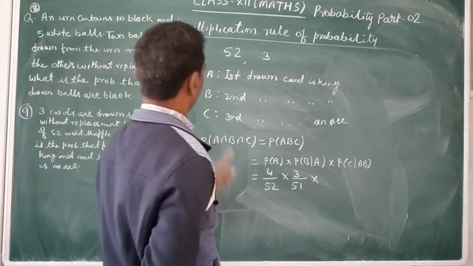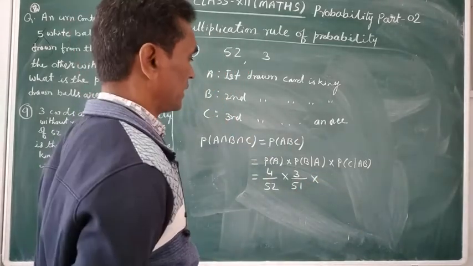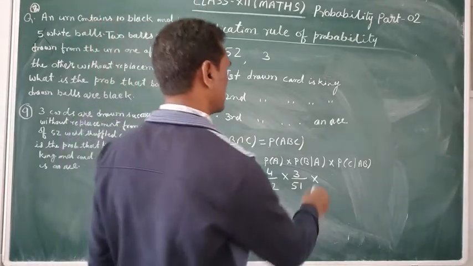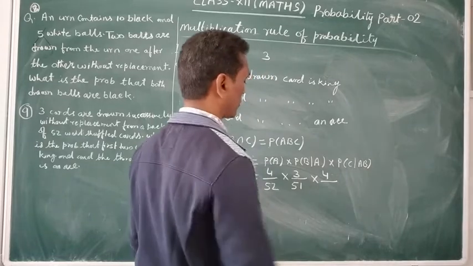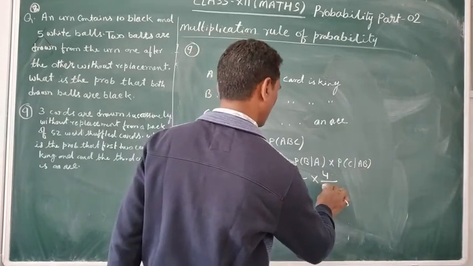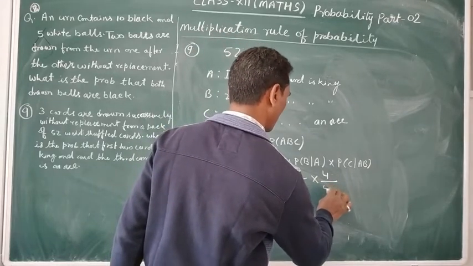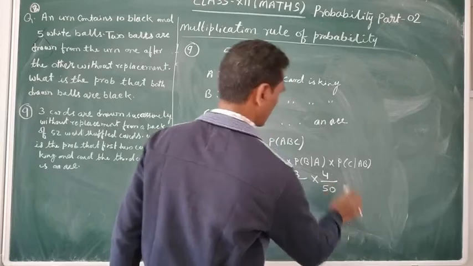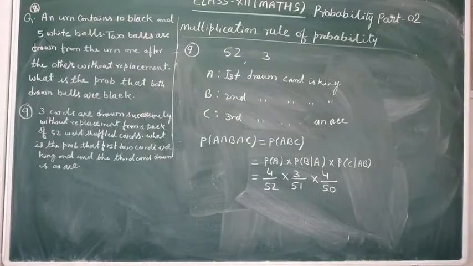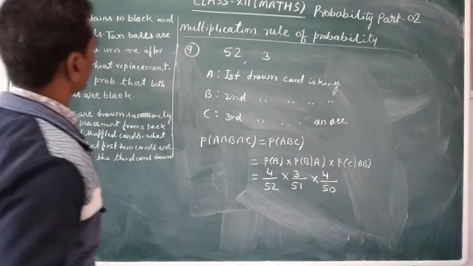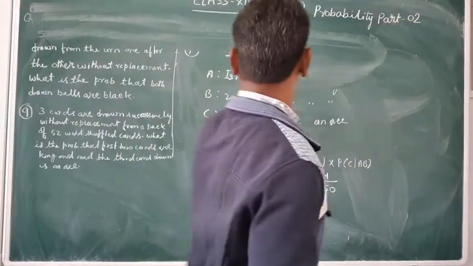Now see, third card should be an ace. So number of ace cards is here 4, and total number of cards, one card will reduce, so it will be 50. So this is the answer of this question. So in this way you have to apply multiplication rule.